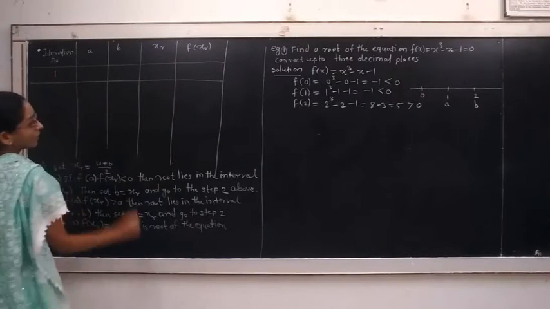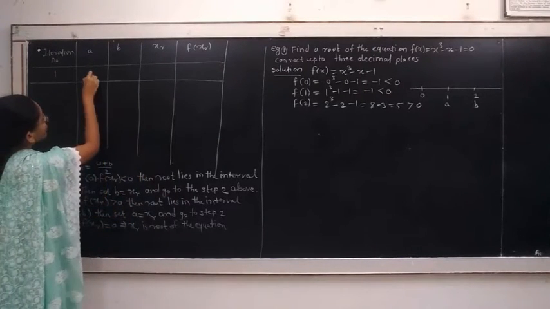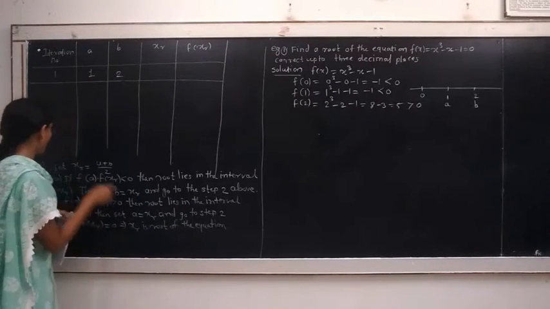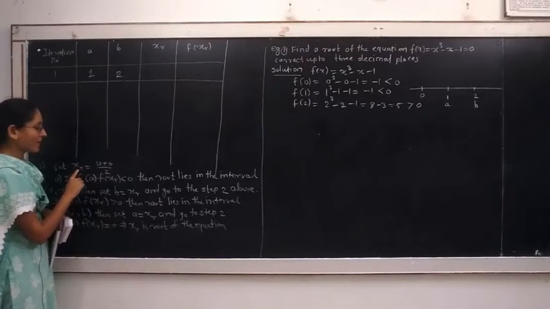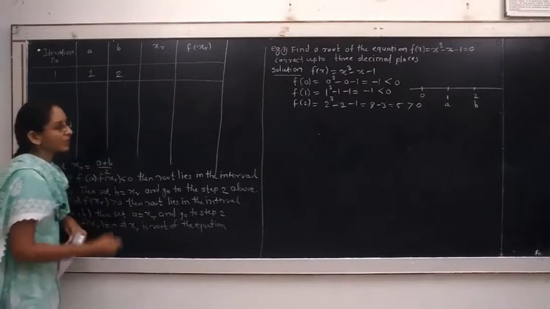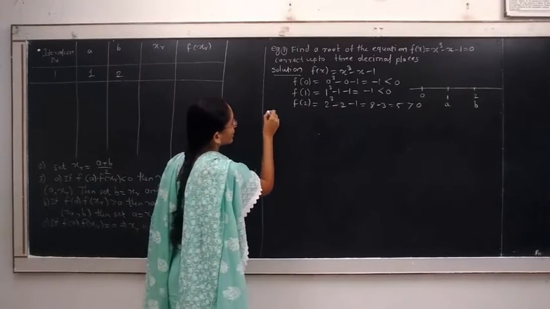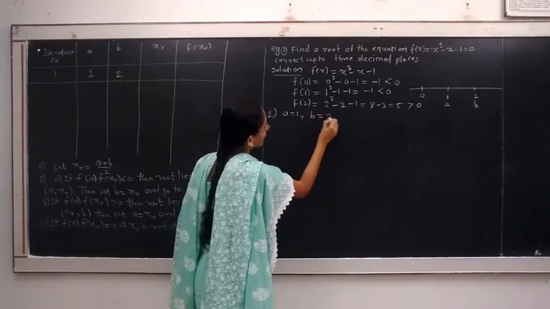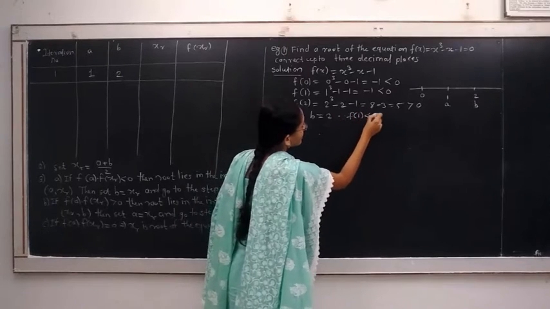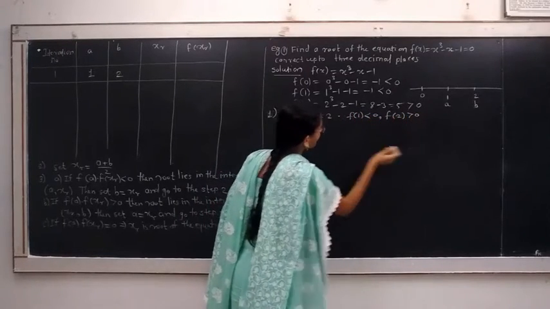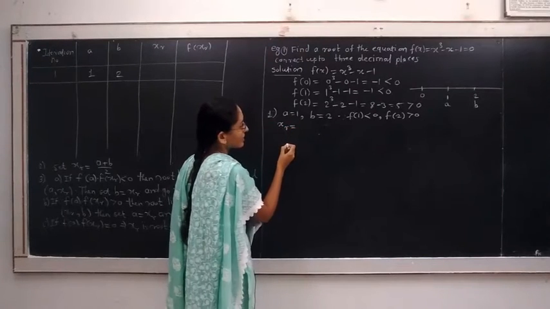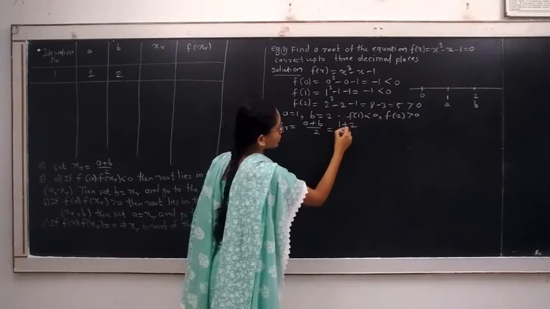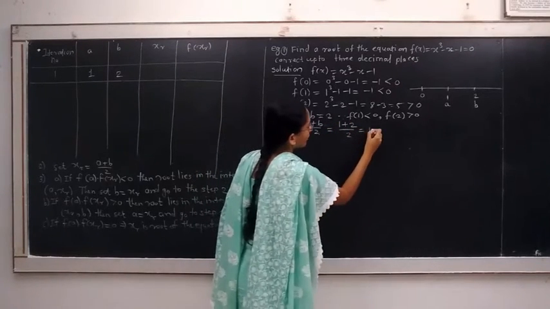In the first iteration, we choose a equal to 1 and b equal to 2 because f of 1 and f of 2 have distinct signs. In step number 2, calculate value of xr as a plus b by 2. Therefore, for the first iteration, a equal to 1, b equal to 2, where f of 1 is less than 0, f of 2 is greater than 0, and xr in the first iteration is a plus b upon 2, which is equal to 1 plus 2 upon 2, which is equal to 1.5.